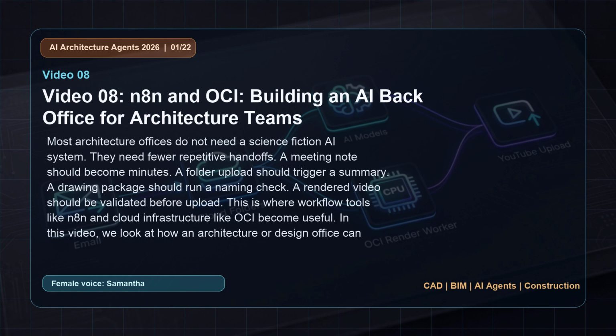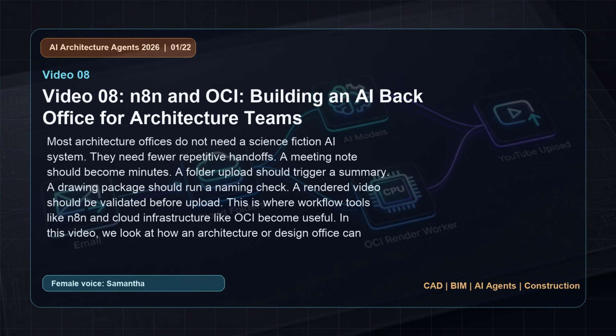Most architecture offices do not need a science fiction AI system. They need fewer repetitive handoffs. A meeting note should become minutes. A folder upload should trigger a summary. A drawing package should run a naming check. A rendered video should be validated before upload.